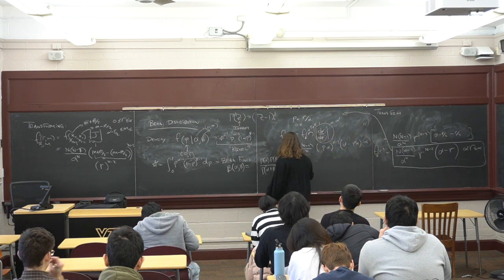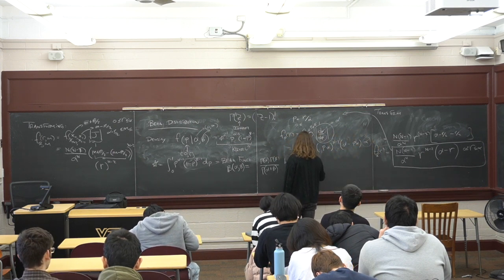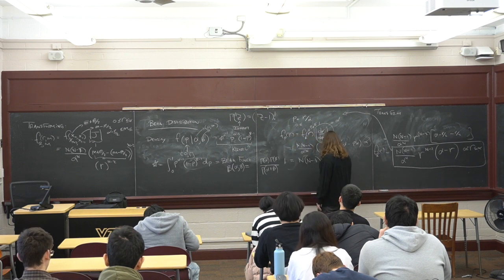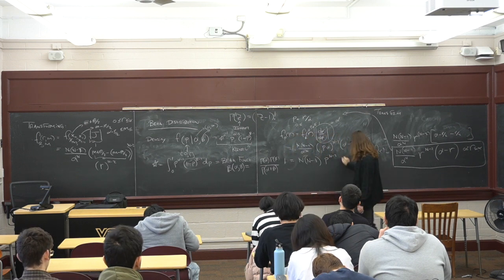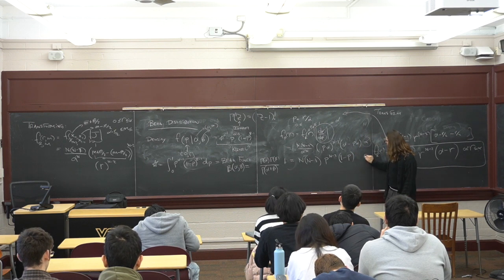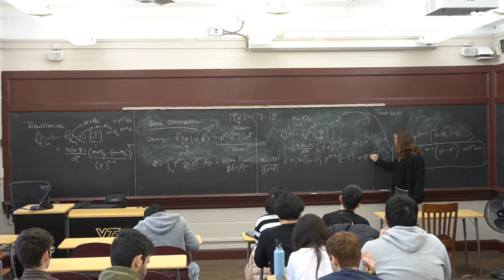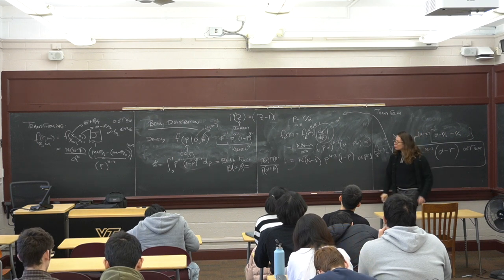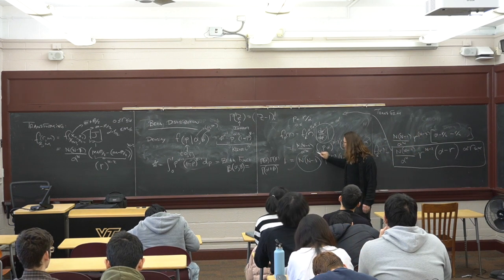So this is going to look like n times n minus 1 times P to the n minus 2, 1 minus P, and we're done. And P lives between 0 and 1. Just to finish up the problem, you could check real quickly if you'd like to.